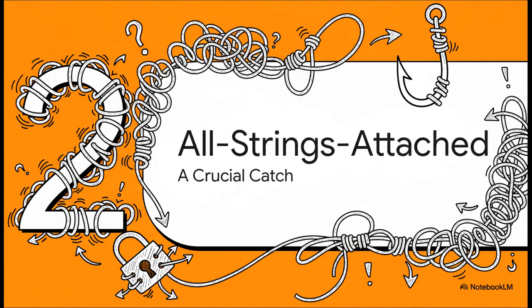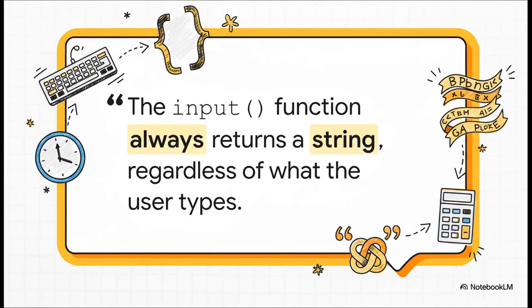Okay, so input seems super easy, right? And it is. But there's a catch, a really crucial detail that you absolutely need to know. Getting this right will save you from so many common headaches down the road. And here it is. This is the golden rule of input. You got to burn this into your brain. It doesn't matter if the user types their name, the number 42, or the value of pi. The input function sees everything as just text. It always gives you back a string.